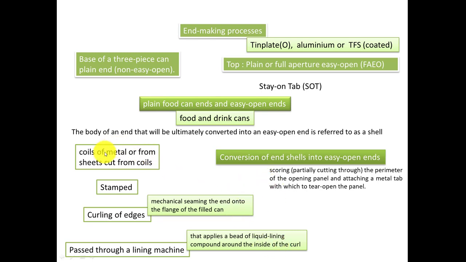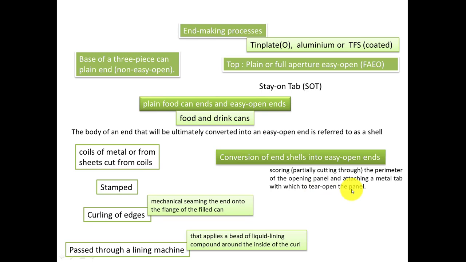So this is something very simple, the process through which we can produce a plain end: the conversion of end cell into an easy open end, by partially cutting through the perimeter of the opening panel and attaching a metal tab with which to tear open the panels.